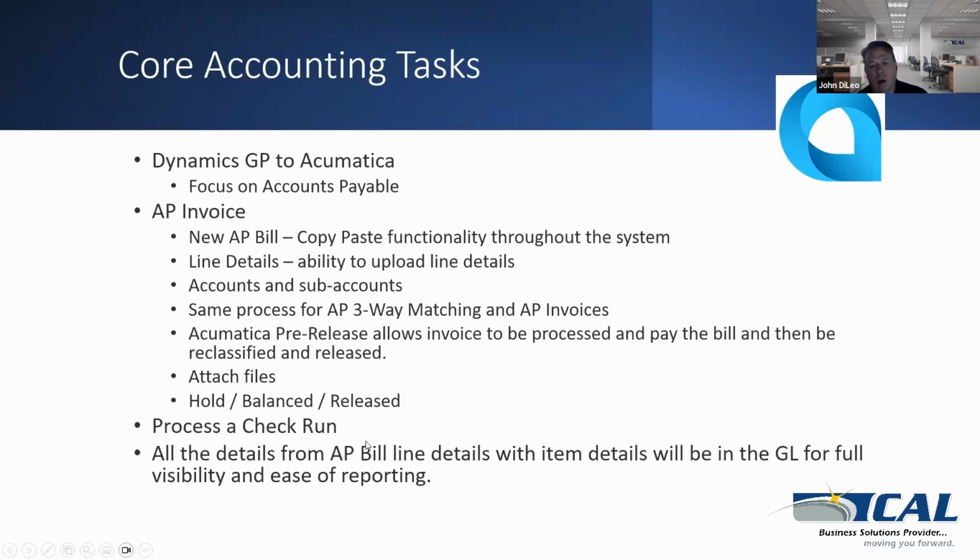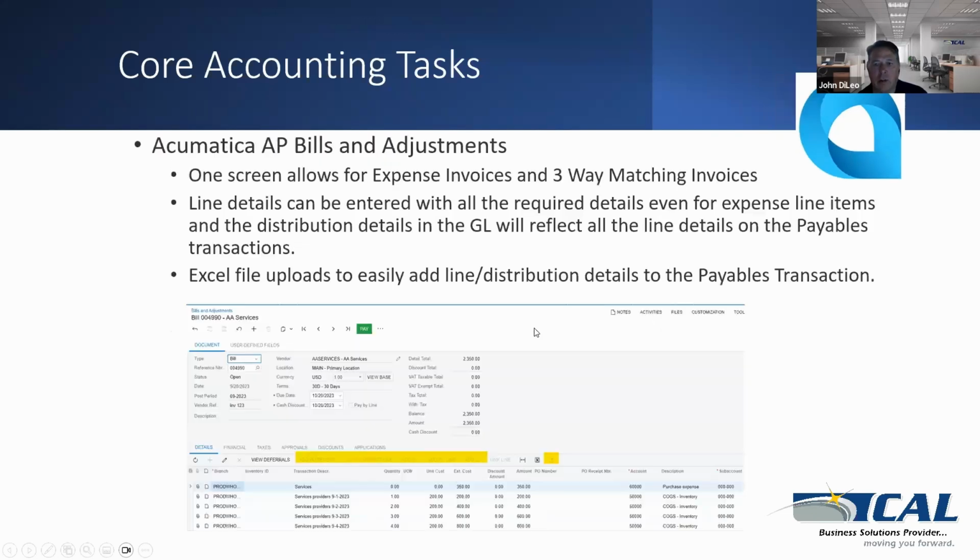Again, I'm not going to process a check run, but it's much faster, much easier. You have all those details from the AP bill right into the GL. So again, it's easier, with full visibility and reporting, and all that detail passed. When you're looking at general ledger transactions in Acumatica, you can see the vendor, and even the item that was used on that line. So you're not getting summary level information at any capacity in a GL. You're getting full details to be able to report against it.